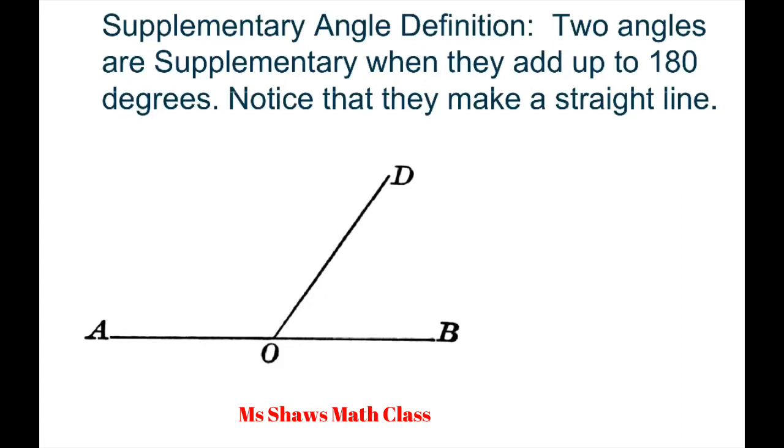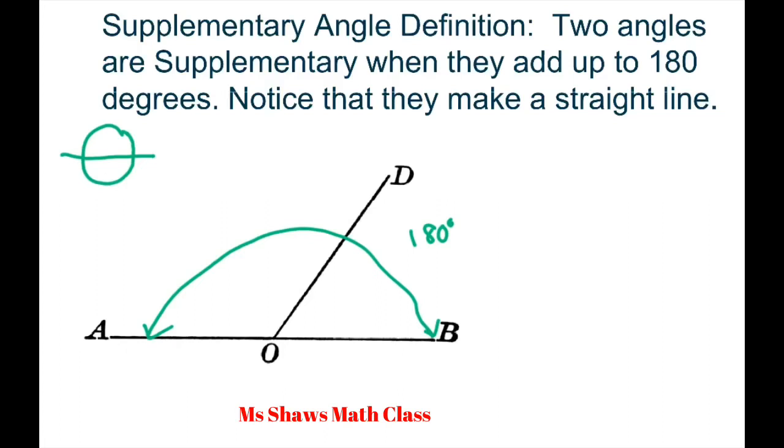Two angles are supplementary when they add up to 180 degrees and they make a straight line, because this right here is 180 degrees. It's half of a circle, so if you do a complete circle and cut that in half, you'd have 180 degrees here, 180 degrees here.